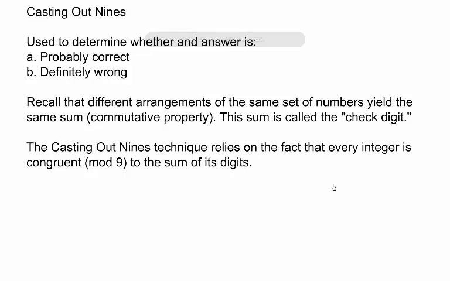In this video, we're going to discuss the technique of casting out nines to help determine whether an answer is either probably correct or definitely wrong. Recall that different arrangements of the same set of numbers yield the same sum by the commutative property. This sum is what we call the check digit. The casting out nines technique relies on the fact that every integer is congruent mod 9 to the sum of its digits.